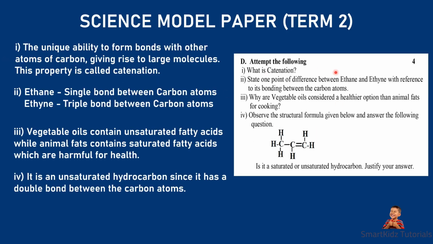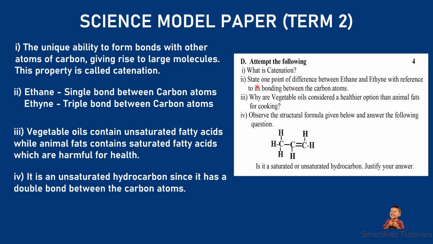Question 2D, attempt the following for 4 marks. First question under that, what is catenation? Just carbon atoms combining with each other to form long chain carbon atoms, which gives rise to many number of compounds. That is called catenation. So unique ability to form bonds with other atoms of carbon, giving rise to large molecules. This property is called catenation.